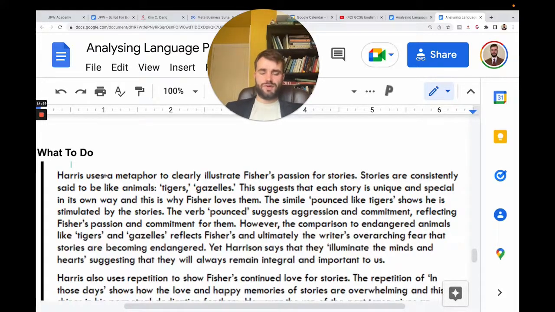However, the comparison to endangered animals, this is perceptive, not everyone would think of this, like tigers and gazelles, reflects Fisher's and ultimately the writer's overarching fear that stories are becoming endangered. Oh no. Yet Harrison says that they illuminate the minds and hearts, suggesting they will always remain integral and important to us. All right then. So we've at least got a clear reason about two aspects of the simile, both the violence and the power of the animals, and the fact they're endangered. So it's two opposite perspectives that fit together. And again, that's how the student's being perceptive.